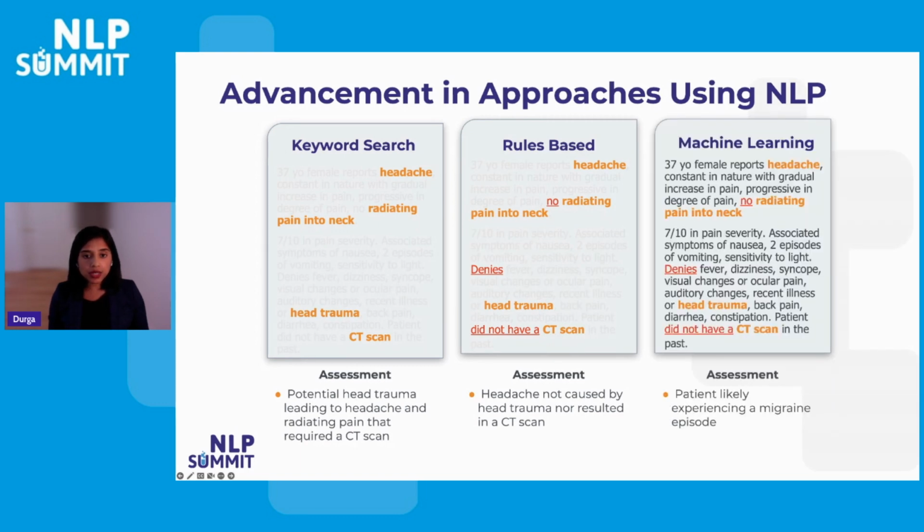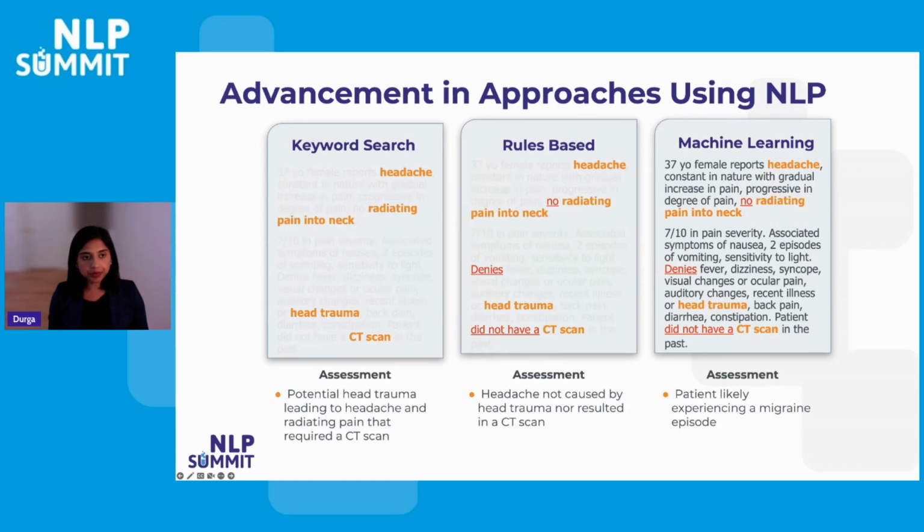And then if you go a step further where you really take in all of the information, including the age and gender of the patient, the nature of their pain, and when it started, as well as relevant positive and negative symptoms, what you're able to deduce from this with machine learning is that the patient is likely experiencing a migraine episode. So you can see that as we've advanced, the ability to make key conclusions has also done the same.